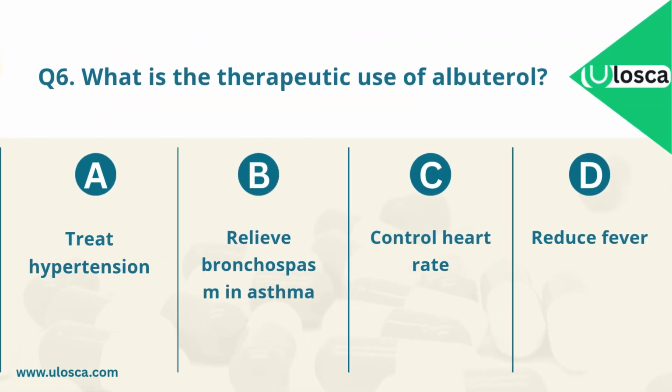Question 6. What is the therapeutic use of albuterol? A. Treat hypertension. B. Relieve bronchospasm and asthma. C. Control heart rate. D. Reduce fever. Which one is the correct answer?